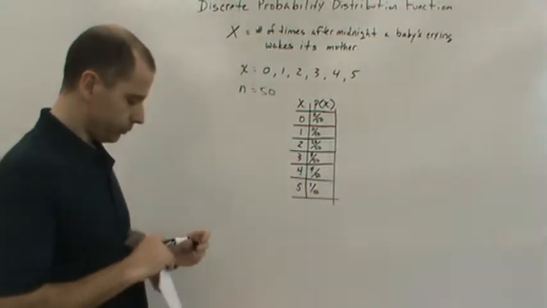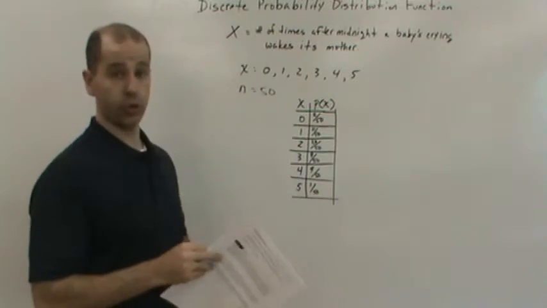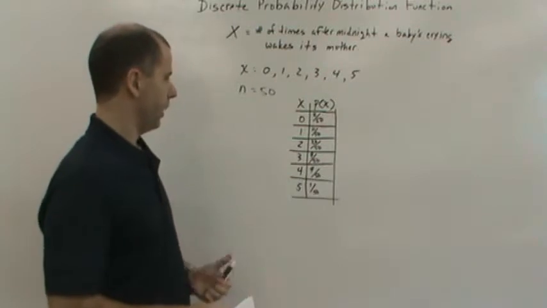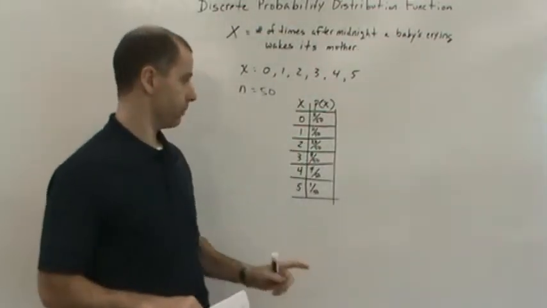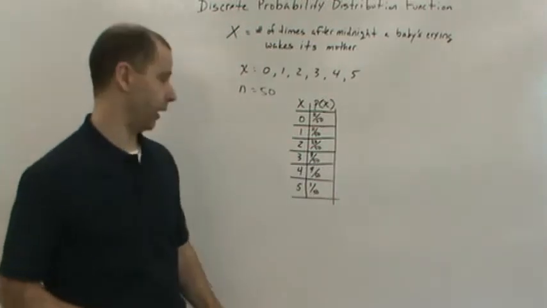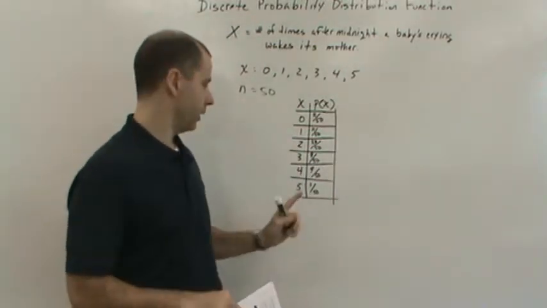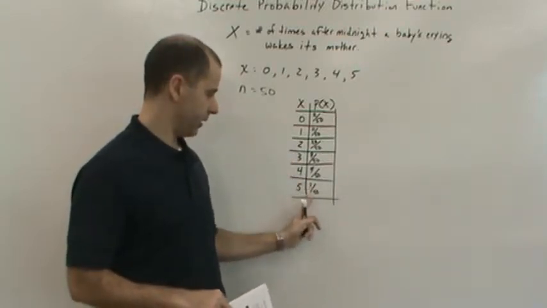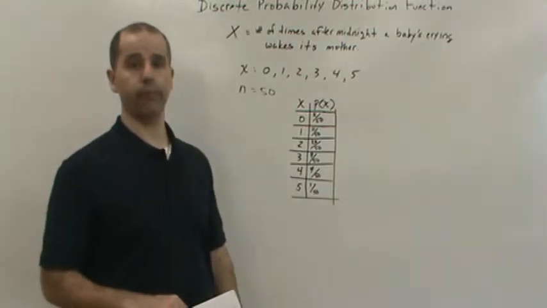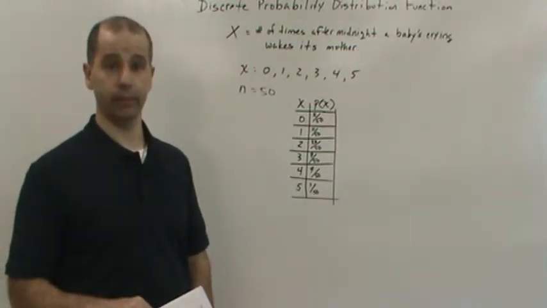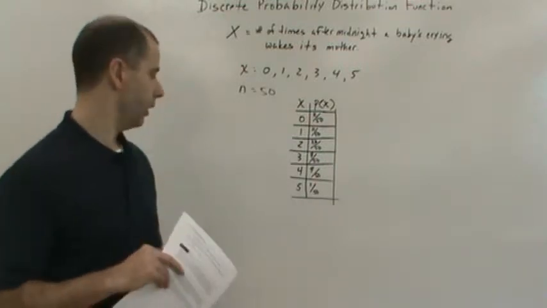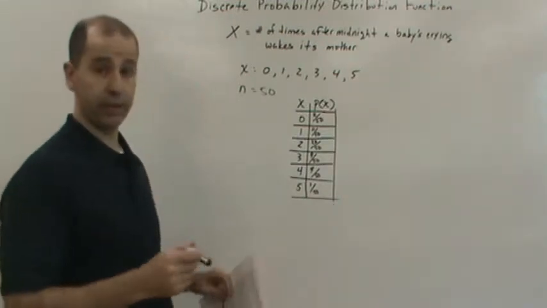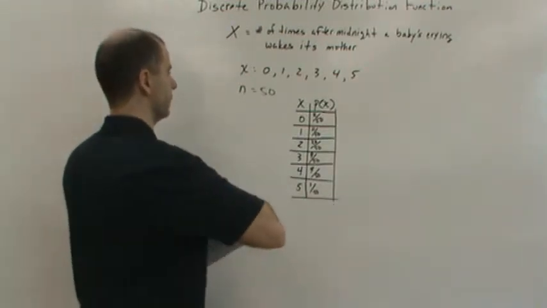The first one, we got 2 out of 50, so 2 out of the 50 mothers got woken up 0 times in the past week. 11 out of 50, 1 time. 23 out of 50 mothers were woken up 2 times after midnight. 9 out of 50, 3 times. 4 out of 50, 4 times. And then 5 times, 1 mother out of 50 was woken up 5 times after midnight by their babies crying. Okay, so here is the PDF, the probability distribution for this random variable x.